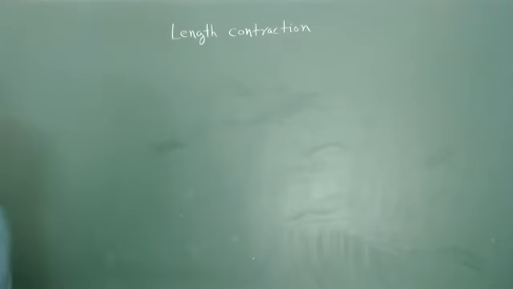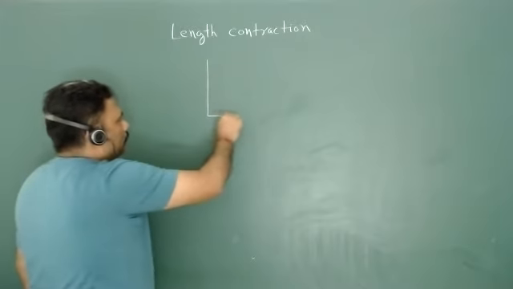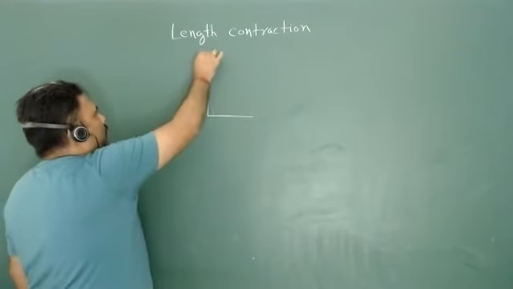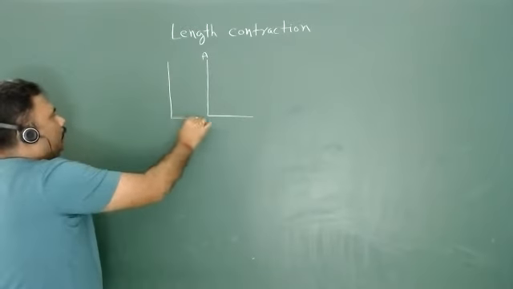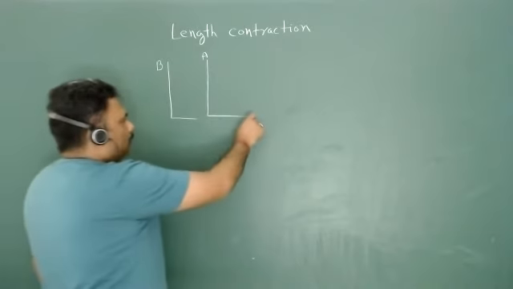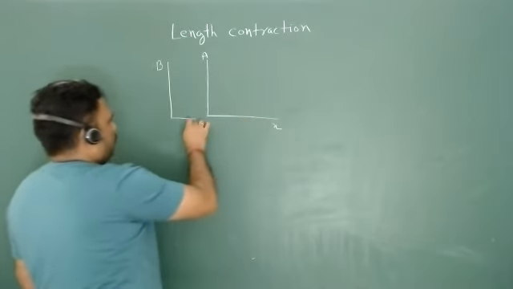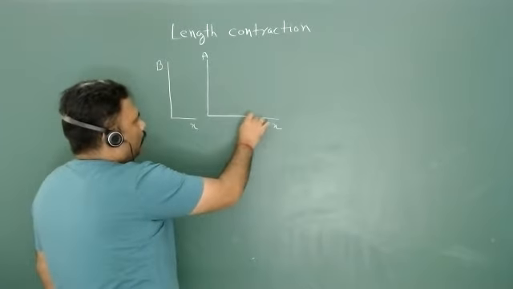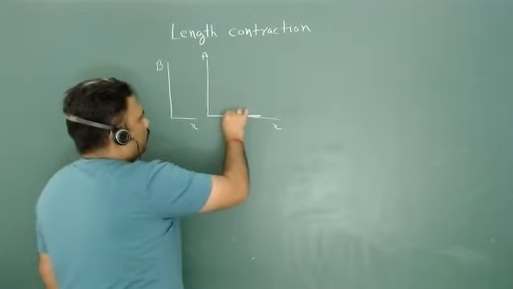So suppose I have one frame, let's say this frame is A, and there is another frame, let's say this frame is B, and the rod is lying along, and this is my x-axis. So the rod is lying along this, suppose this is the rod, lying along the x-axis.